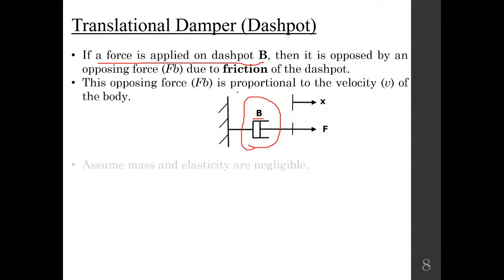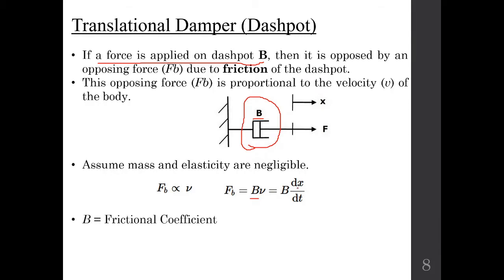So using this statement, we can say that the opposing force applied by the dashpot is proportional to the velocity of the body. Or we can replace this proportionality sign with the frictional coefficient B. Now velocity we can represent by dx by dt, or the rate of change of displacement. Here we have this displacement x, and here we have our dashpot which is attached to a wall, considering that this reference point is 0.